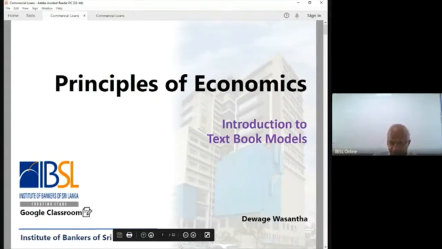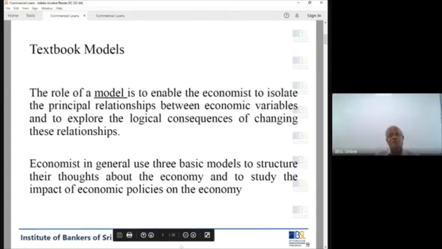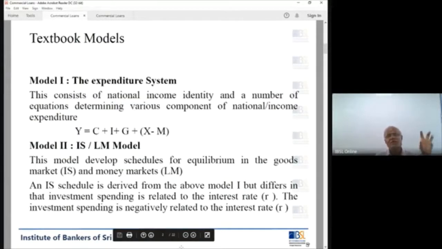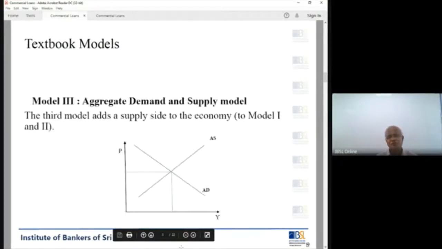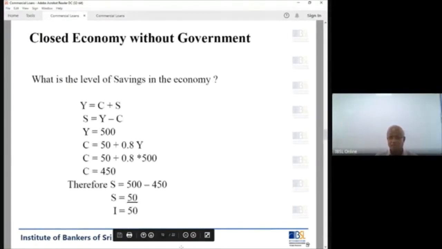Okay. Now in this chapter, we are going to discuss textbook models. The role of a model. Models mean to explain, to describe the economic behavior. We discuss different models. I go to the expenditure system, national income, C plus I plus G plus X minus M. You are familiar with this model. Then the IS-LM model. Then we'll discuss, of course, the aggregate demand and aggregate supply model, right? Okay.